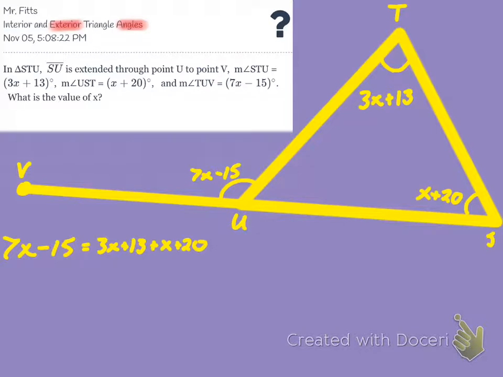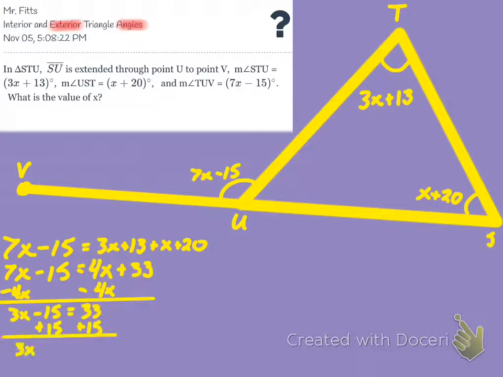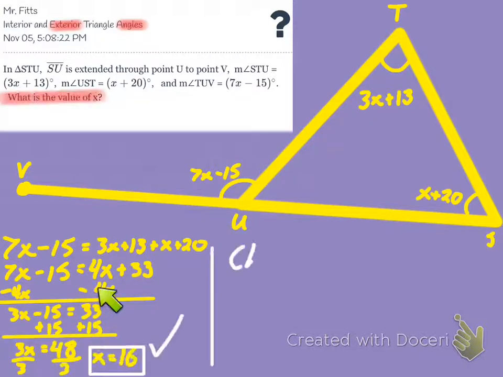7x minus 15 equals 3x plus 13 plus x plus 20. So I'm just going to combine like terms again. And that's going to leave me with 7x minus 15 equals 4x plus 33. I'm going to subtract 4x from both sides. Leaves me with 3x minus 15 equals 33. Add 15 to both sides. Divide by 3, because 3x equals 48. Divide by 3, x equals 16.